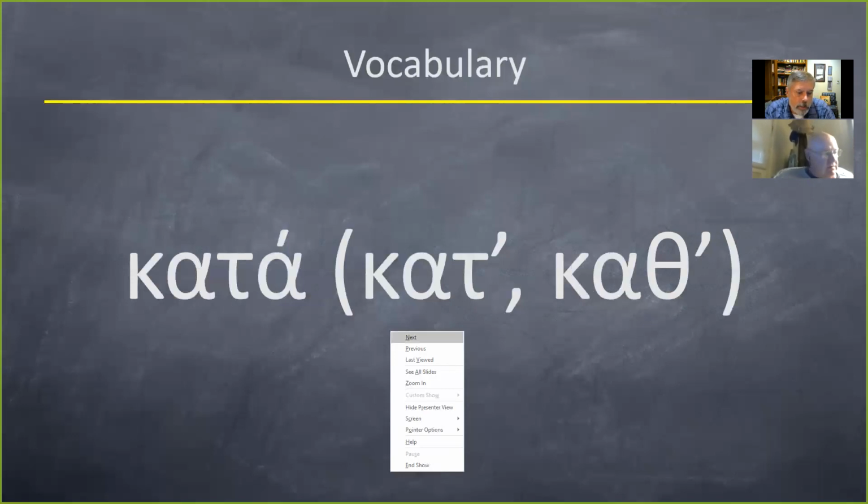So when it's governing the genitive, it means down from or against, used 473 times. When it's in the accusative, it can mean according to, throughout, or during. Let me read what it says here. When kata is followed by a word beginning with a vowel and smooth breathing, the alpha elides, so the alpha falls off and you get the tau apostrophe. If the following word begins with a rough breathing, the alpha elides and the tau aspirates to a theta. So anyway.